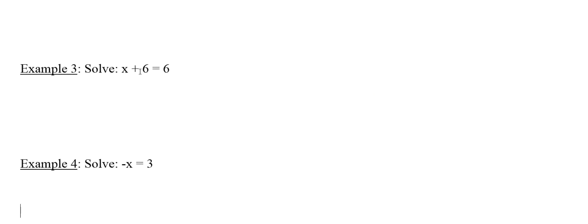Here the only thing that's happening is something plus 6 equals 6. So to solve it, we'll do the opposite of adding. The opposite of adding is to subtract 6. Again, do it to both sides so we don't change the value. 6 minus 6 is 0.